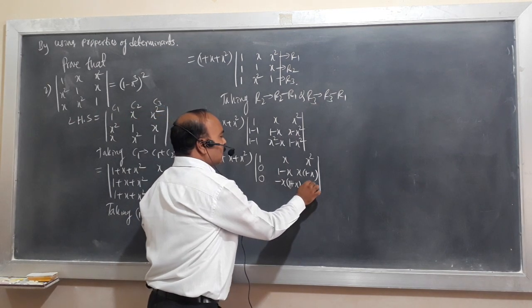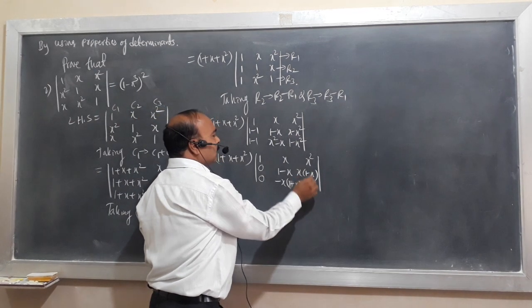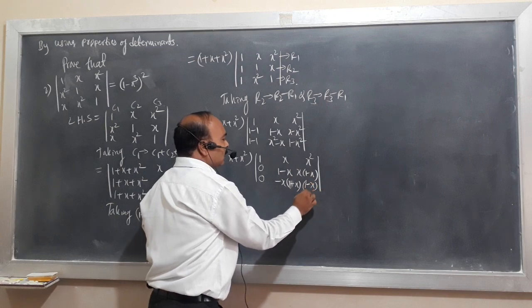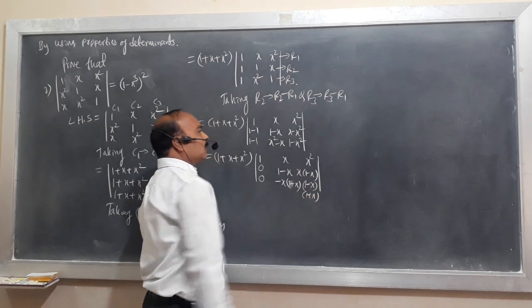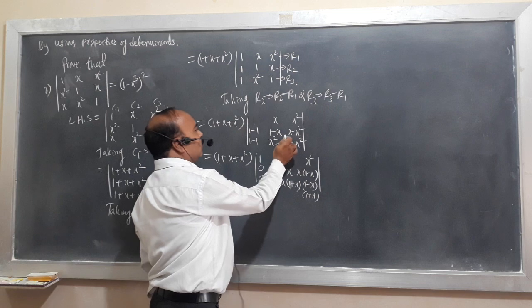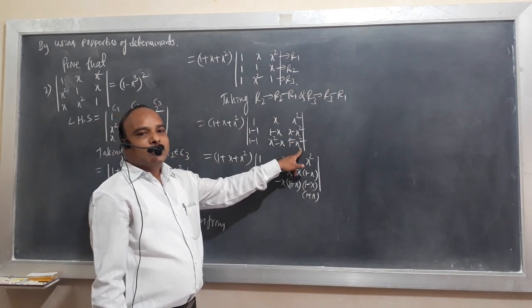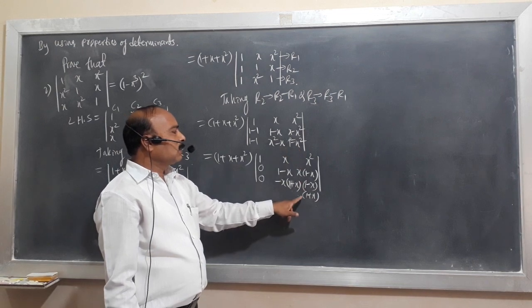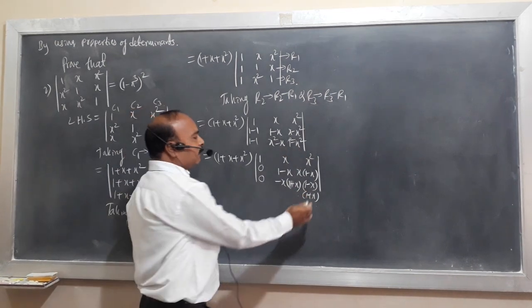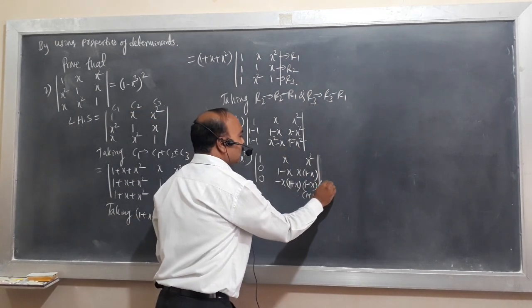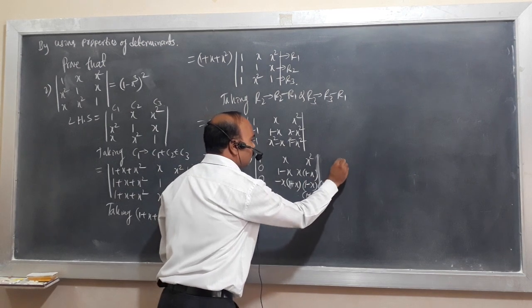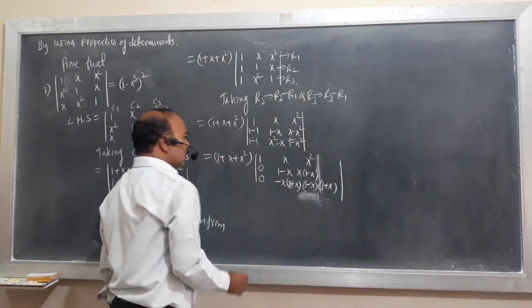Here 1 minus x square is there. It is written as 1 minus x into 1 plus x, because 1 minus x square can be written as 1 square minus x square, and a square minus b square is a minus b into a plus b. Now it is 1 minus x into 1 plus x.